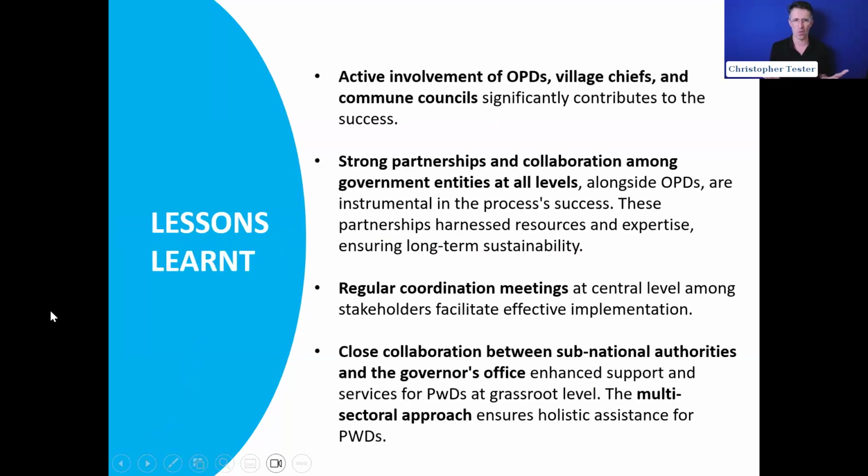In terms of lessons learned, the evaluation identifies lessons learned mostly around collaboration, coordination, and engagement of stakeholders. For example, active engagement of organizations of persons with disabilities and community members, including commune chiefs, significantly contributes to the success of the disability identification mechanism in the country.